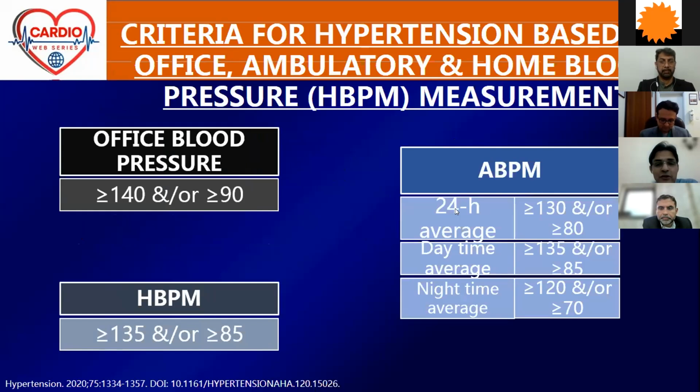So, criteria for the diagnosis of hypertension in different settings. In the office, blood pressure more than 140 systolic or more than 90 diastolic is considered hypertension. At home, home-based blood pressure measurement, more than 135 systolic and more than 85 diastolic. With ambulatory blood pressure measurement, the 24-hour average is more than 130 and diastolic more than 80. Daytime average is more than 135 and 85, and nighttime average more than 120 and more than 70. So again, there is a difference in hypertension definition based on where you measure it.